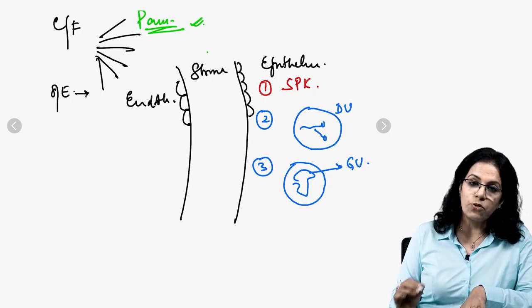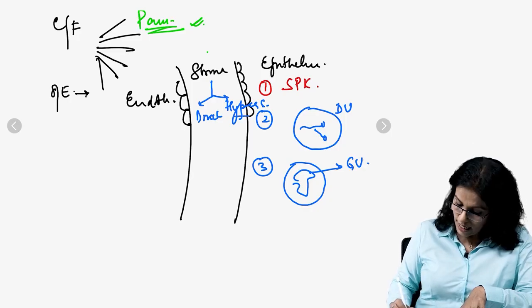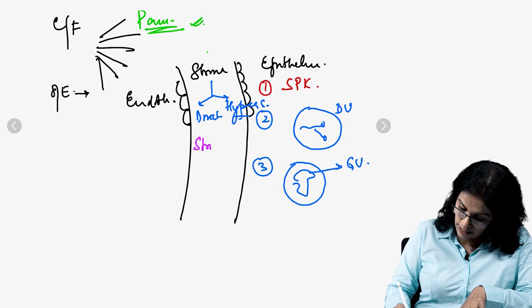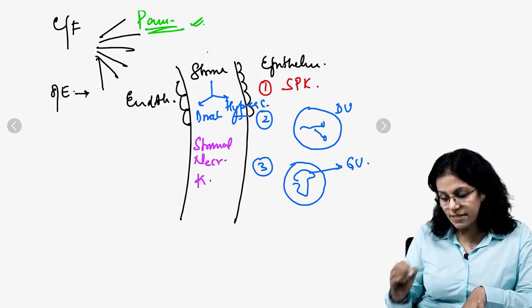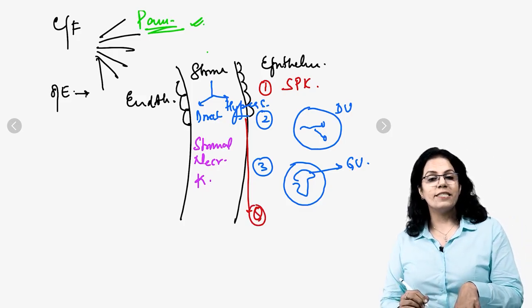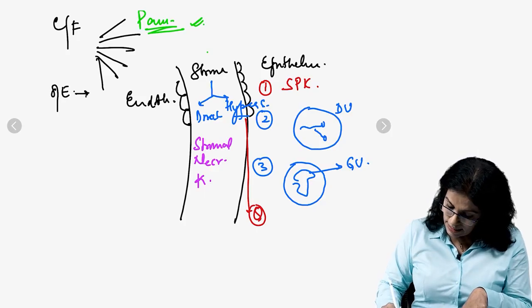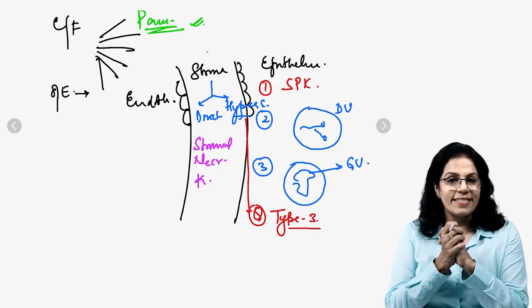Next we talk about stromal involvement. It can either be direct infection, or it can be a manifestation of a hypersensitivity reaction. What it leads to is stromal necrotic keratitis. And if it is part of a hypersensitivity reaction, we have an exam question: what type of hypersensitivity is in stromal involvement of herpes simplex? You will answer, it is type 3. So it is a type 3 hypersensitivity reaction.